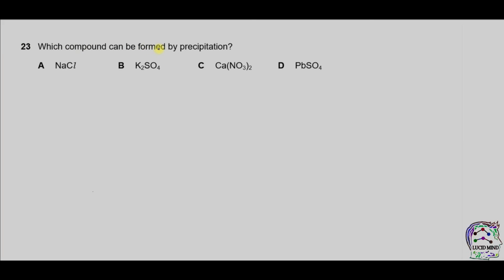Question 23. Which compound can be formed by precipitation? Now in precipitation method, insoluble salt is formed, which is in the form of precipitate. And from solubility table we know that all sodium salts, all potassium salts, all nitrates are always soluble. This one is sodium salt, so it is soluble. This one is potassium salt, so it is also soluble. This one is a nitrate, so therefore this is also soluble. So the only one which is insoluble is lead sulfate. So therefore lead sulfate is the only salt that can be prepared by precipitation method.